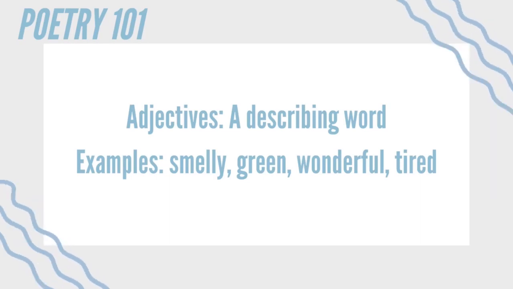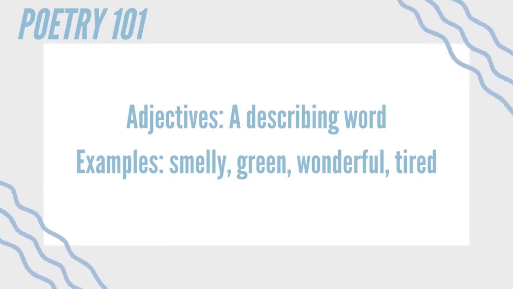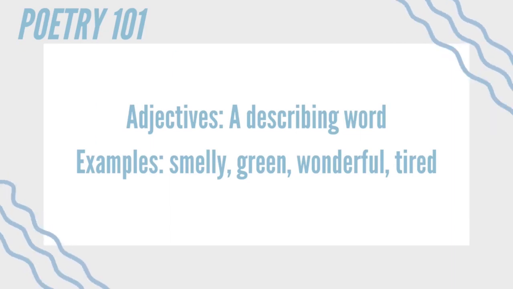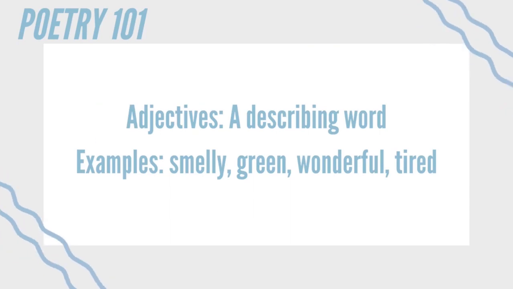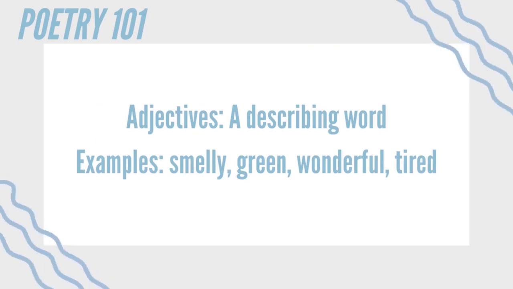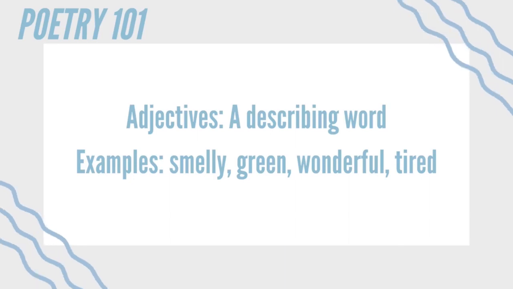Adjectives can help us when we're writing poetry. Adjectives are describing words. Examples include smelly, green, wonderful, tired. Adjectives are a good choice in poems because they help to get your feelings across to your reader.